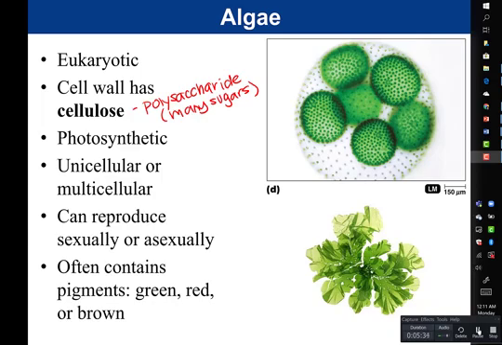They can reproduce sexually or asexually, so they can reproduce with a partner or without. And for algae, they often contain pigments which make them appear green, red, or brown. Brown algae, think of what we typically would refer to as seaweed, the seaweed that washes up on the beaches. That is a type of algae that's called brown algae. Now, because they are photosynthetic, we should also write that they are also autotrophic. They are self-feeders. So self-feeders that are able to make their own food.